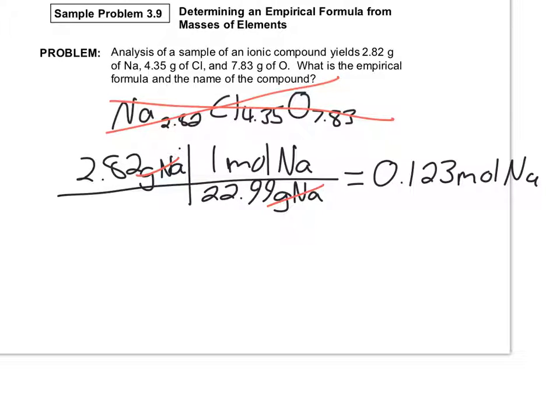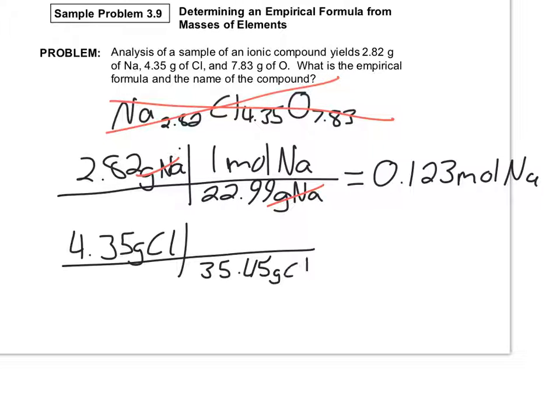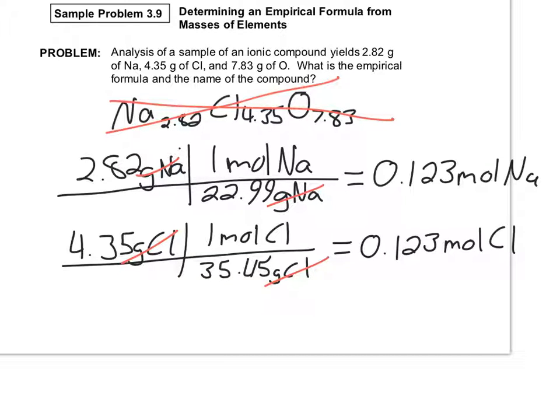And I've got to do the same thing for chlorine and oxygen. I've got 4.35 grams of chlorine. Molar mass of chlorine is 35.45 grams of chlorine in 1 mole of chlorine. And again, that's directly from the periodic table. That's just the molar mass of chlorine. Those are going to cancel, and I'm going to be left with 4.35 divided by 35.45. I got 0.123 moles of chlorine.